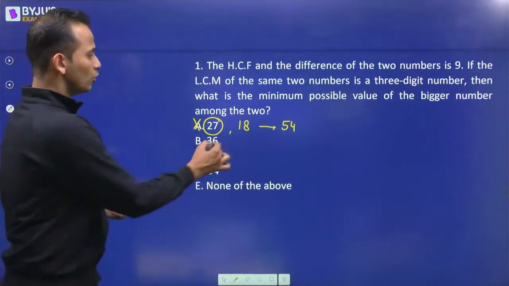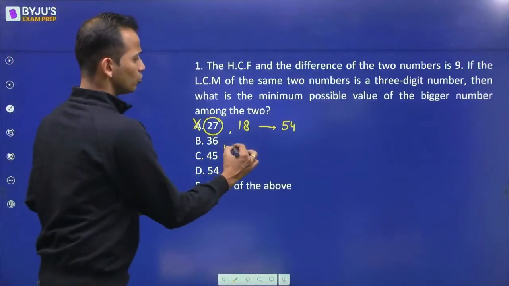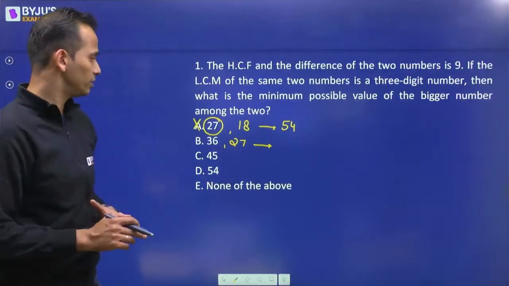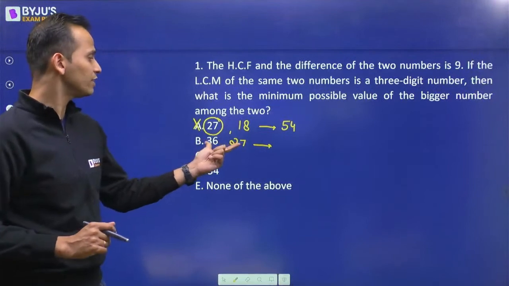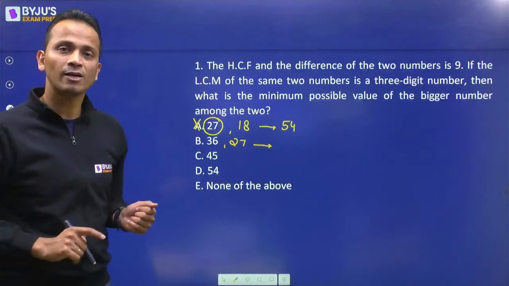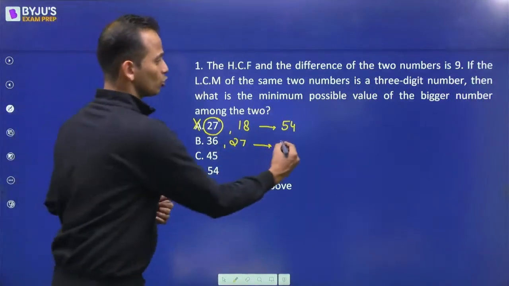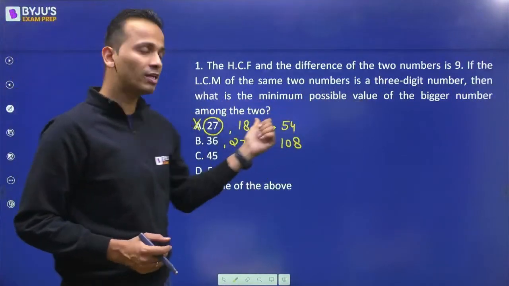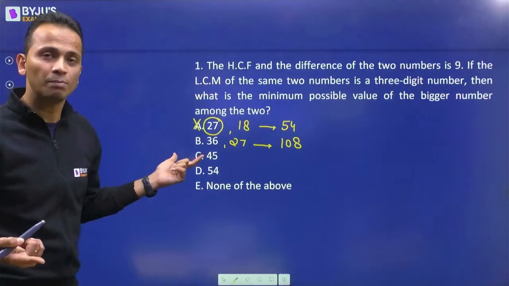I'll move on to option B. Option B is 36. Now if 36 is the bigger number, the smaller number will be 9 less than this, so the smaller number will be 27. Now talking about the LCM of these two numbers, 36 and 27. 36 and 27 already have 9, so if I multiply 36 by 3, then I get 108. 108 is also divisible by 27, and that will be the LCM of these two numbers. So the LCM of these two numbers will be 108. Now we have to find out the minimum possible value of the bigger number. Going through the options, 27 is not the answer. 36 is the next minimum number among the options.